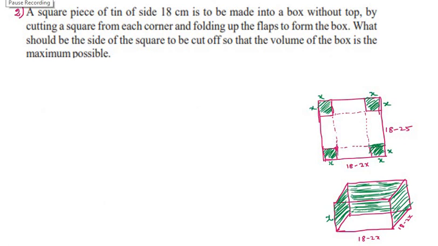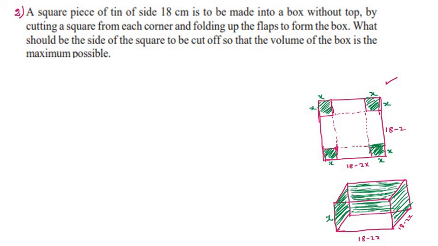See the second question now. A square piece of tin of side 18 centimeter is to be made into a box without top. By cutting, how they are making the box, that they are instructing. By cutting a square from each corner and folding up the flaps to form the box. Understood? See here, see the diagram. The first diagram, this is a square tin sheet, 18 centimeter square tin sheet. Right? Okay. From each corner, they have cut a square.